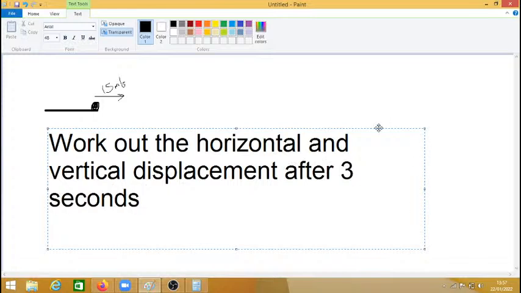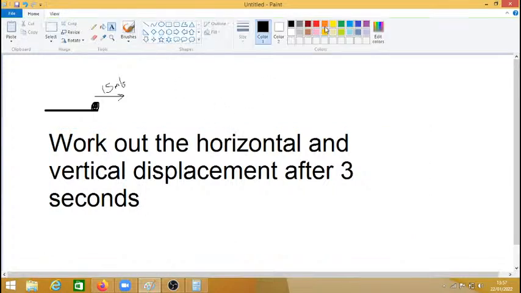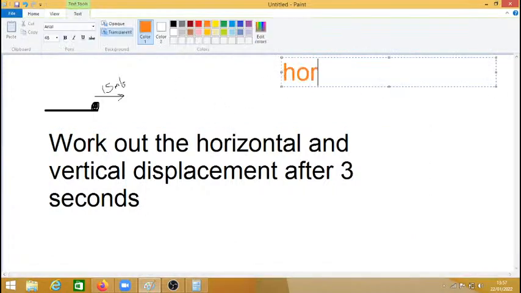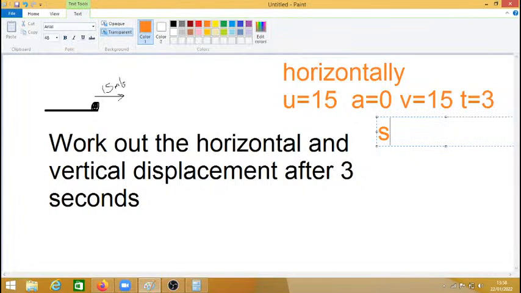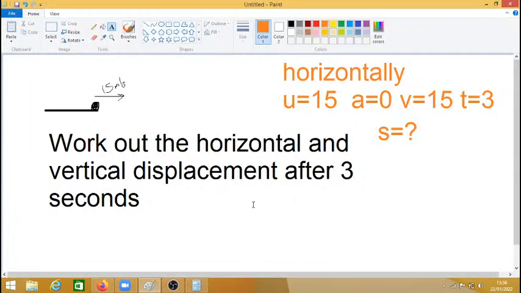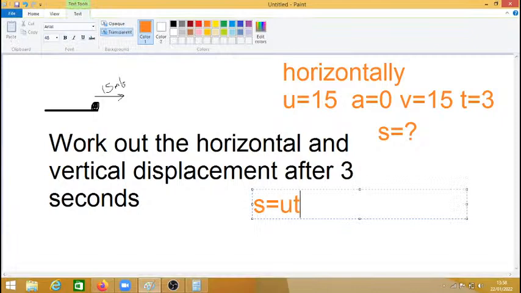after 3 seconds. So let's try horizontally first. Let's look at things horizontally. What do we know? We know that the initial velocity is 15. We know the acceleration horizontally doesn't change, is 0, so the speed isn't changing. We know the final velocity is also going to be 15. We know that time is equal to 3, and it's s that we're trying to find out. So let's grab the formula for s. S is equal to ut plus half at squared.